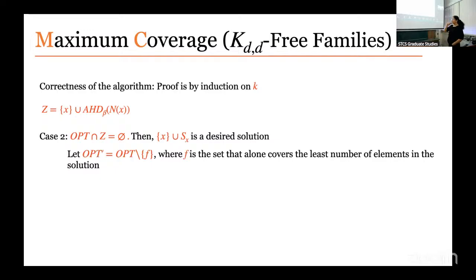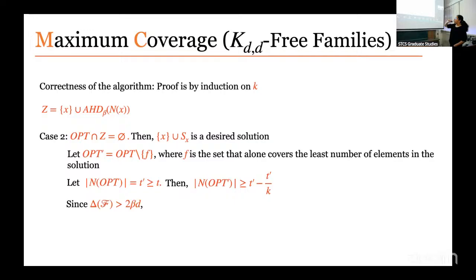So look at F. F is the set, I'm just using the terminology interchangeably. F is just a set in your opt that covers the least number of elements alone. So neighborhood of opt is some value t prime, which is greater than or equal to t. So we know that F covers at most t prime by k. So neighborhood of opt prime is at least this much, right?